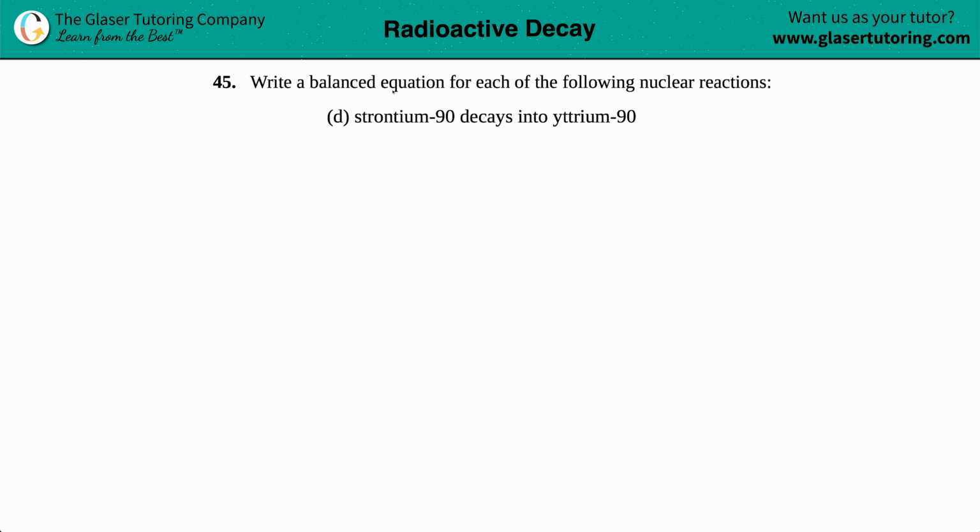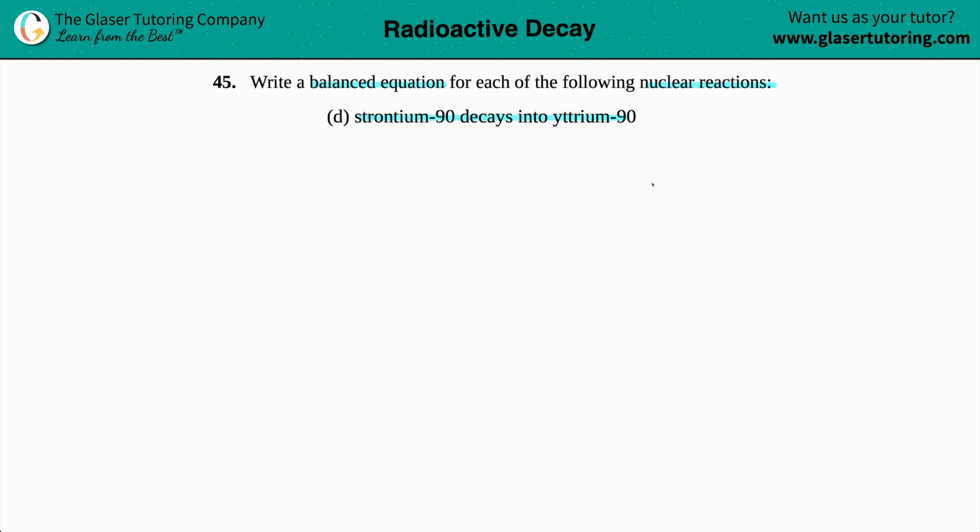Number 45, write a balanced equation for each of the following nuclear reactions, and then we have letter D, which is when strontium-90 decays into yttrium-90. Okay, so we just have to write a balanced equation, so this will be easy peasy lemon squeezy. This is for a nuclear reaction, which means that we have to use our nuclide notation. Does anyone know what the notation looks like?